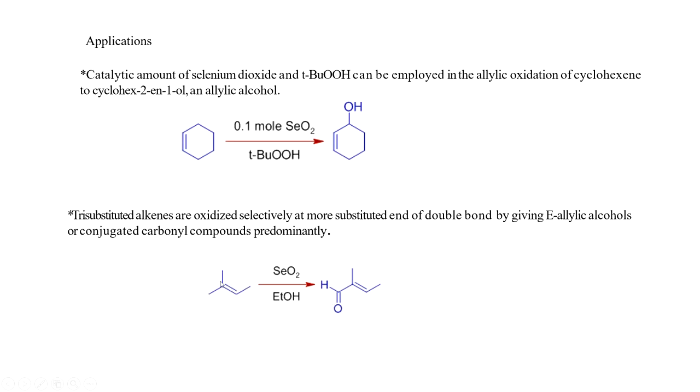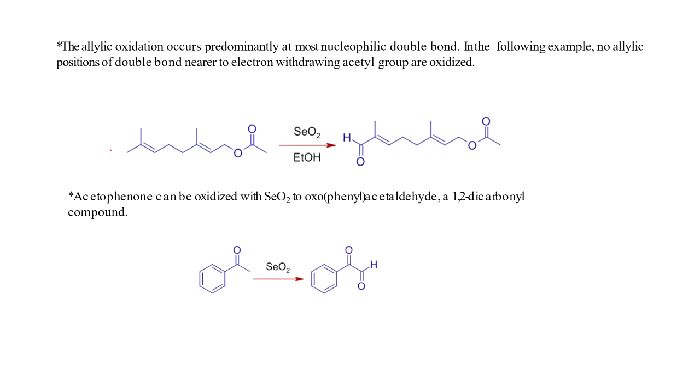In the case of unsymmetrical alkene, a more substituted allylic position gets oxidized to corresponding alcohol or carbonyl group. Here this position, the more substituted allylic position, gets oxidized to corresponding carbonyl compound. Okay. See, the allylic oxidation occurs predominantly at the most nucleophilic double bond.